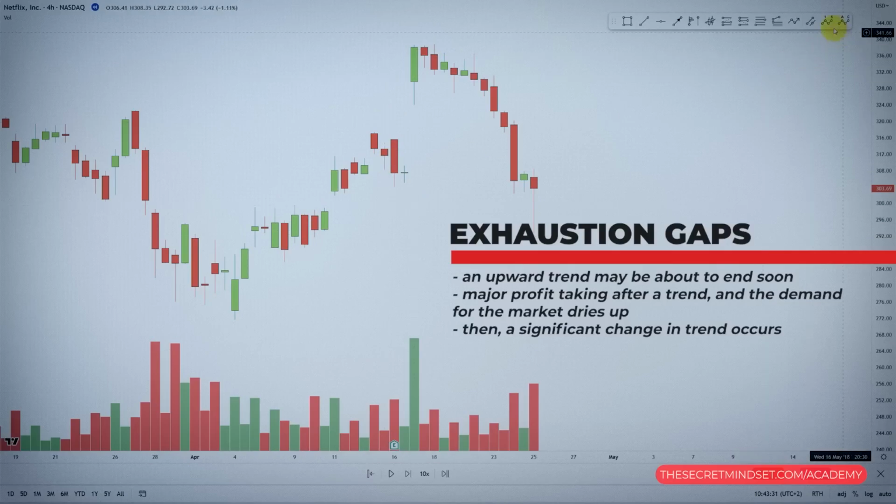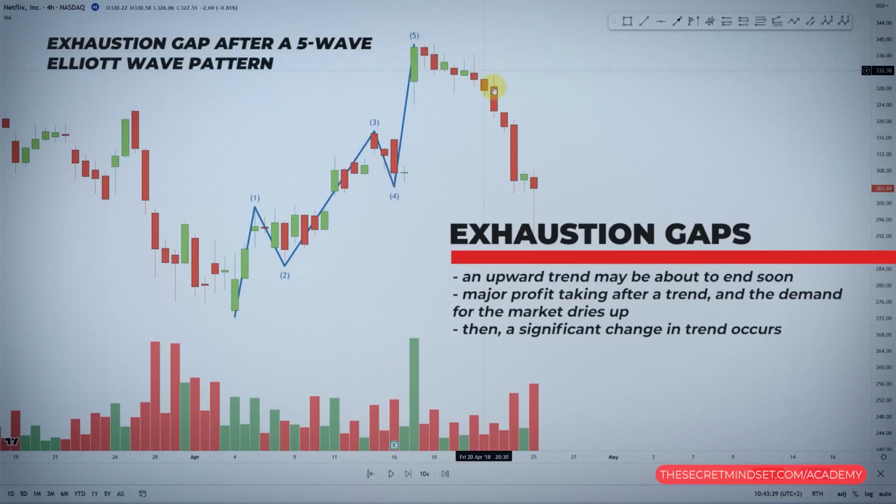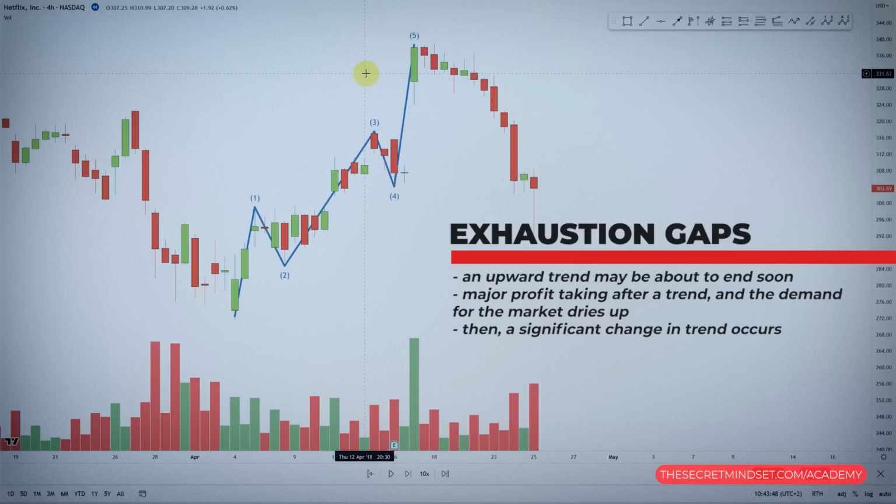In the case of an exhaustion gap, prices gap up with huge volume. Then, there is a major profit taking, and the demand for the market totally dries up. Then prices drop, and a significant change in trend occurs. Exhaustion gaps are probably the easiest to trade and profit from. Also, don't expect an immediate reversal. In some cases, there will be several more days of trading to the upside before the market decreases.